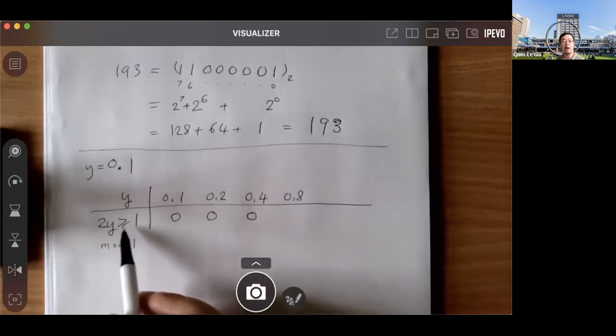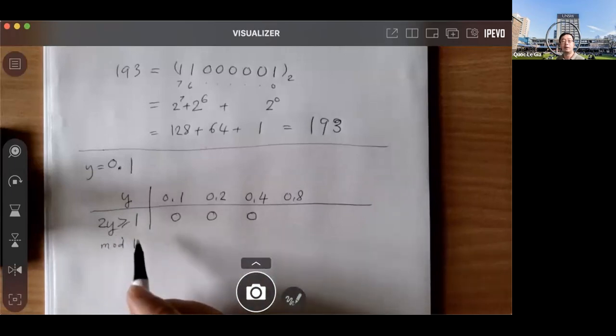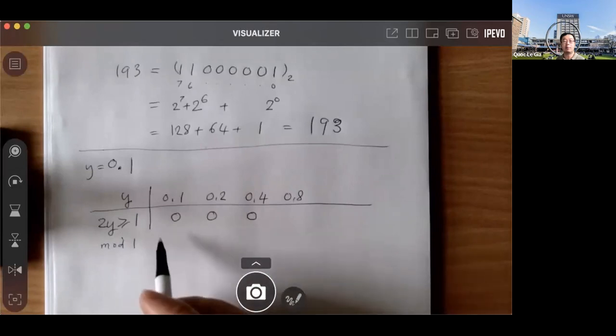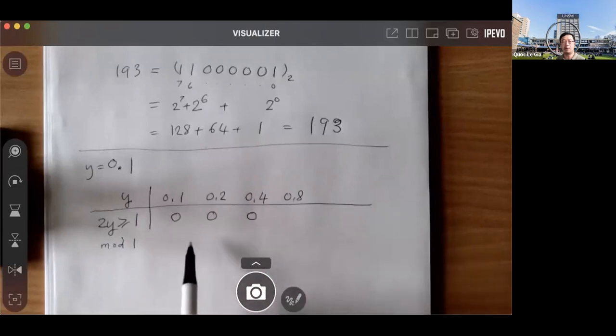Eventually it will be bigger than 1, right? Then we have to take off 1, and that is modulo 1. When you read the solution, I will explain why you get this algorithm, but now we don't have time to explain it. Just do the algorithm first.